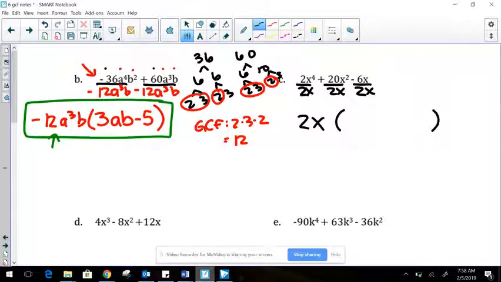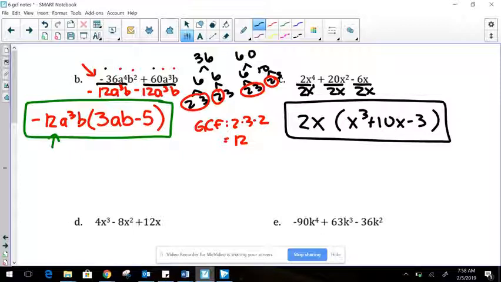Then I'll have my parentheses. So the first part here, I have 2 divided by 2 is just 1. X to the fourth divided by x, subtract those exponents, so I'm left with x cubed. Here I have 20 divided by 2 is 10. And then x squared over x is just x. Last one here, I have negative 6 over 2 is minus 3. The x's cancel, so I just have minus 3. Okay, and then we're done. That's my GCF, my 2x. And this is the leftover polynomial.